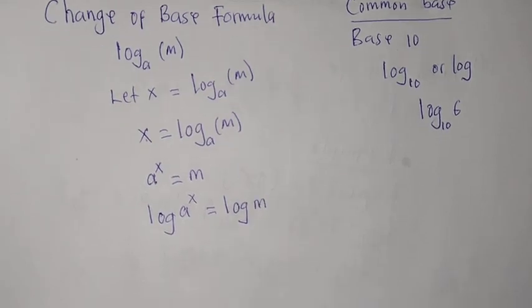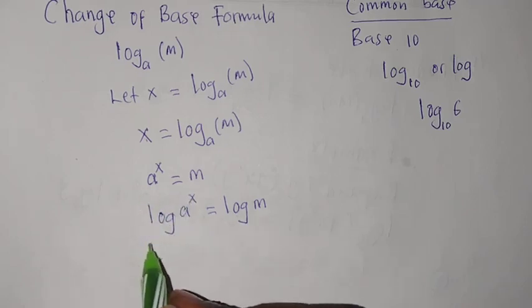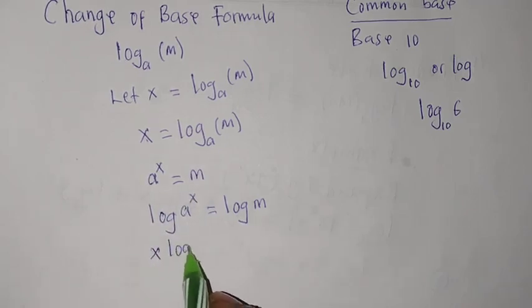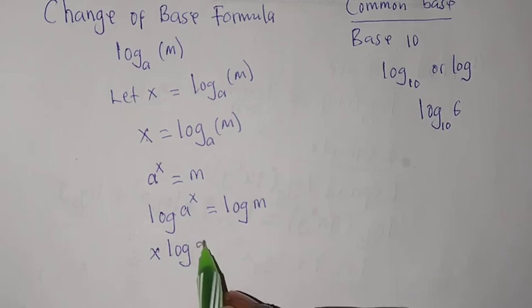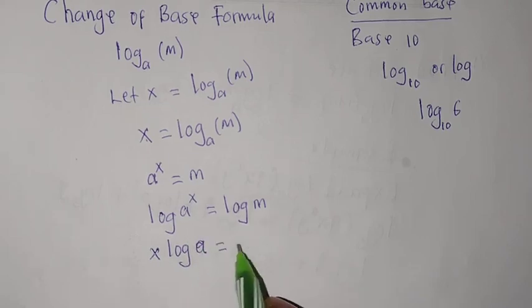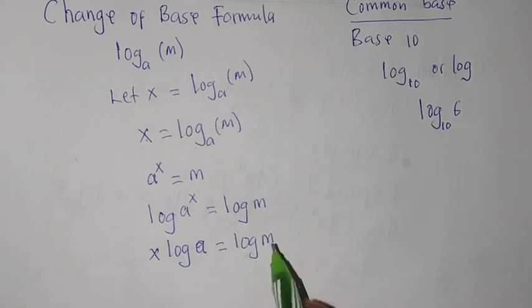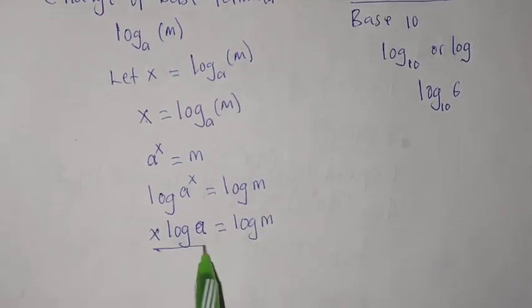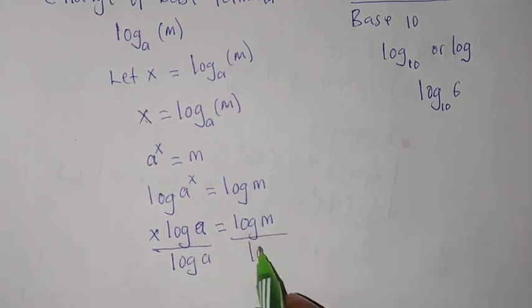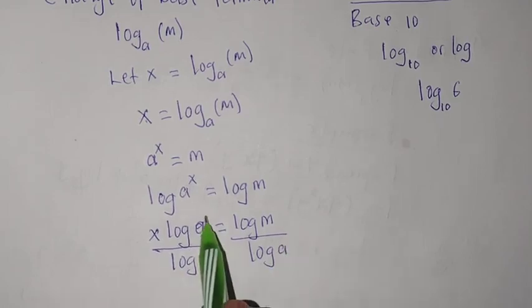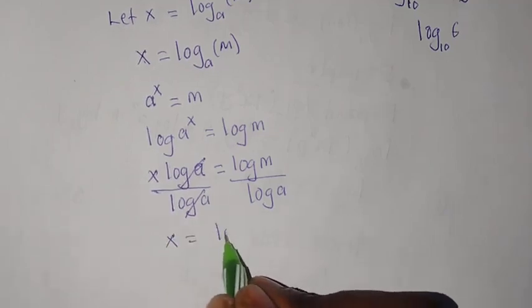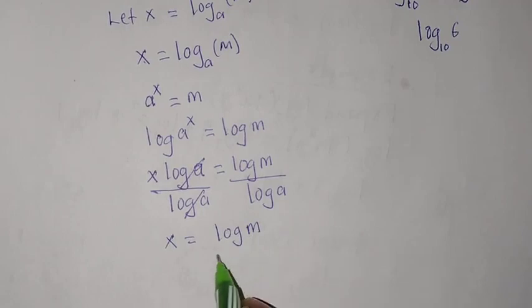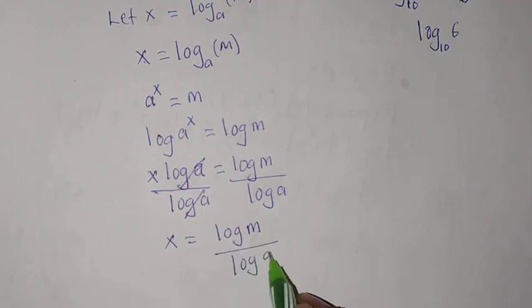Then from here we apply the power rule, where this X will come this side. So we have X log A equal to log M. You can divide by log A, again you divide here by log A, so this and this will cancel. So we are going to have X equal to log M over log A.